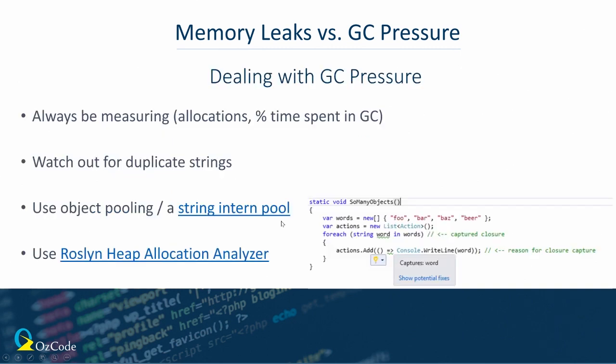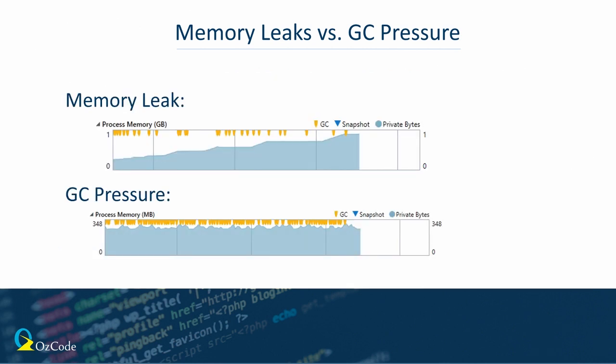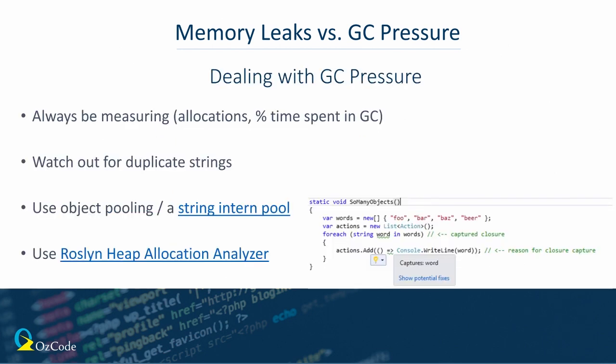So, dealing with GC pressure. Let's talk about both issues separately. How do we deal with memory leaks? How do we deal with GC pressure inside of our Visual Studio extensions? Let's start with GC pressure, because it's the one we're most prone to cause in Visual Studio extensions, because we're dealing with syntax trees, we're dealing with code. There are usually tons of strings that represent method names and namespaces and classes and all that stuff.